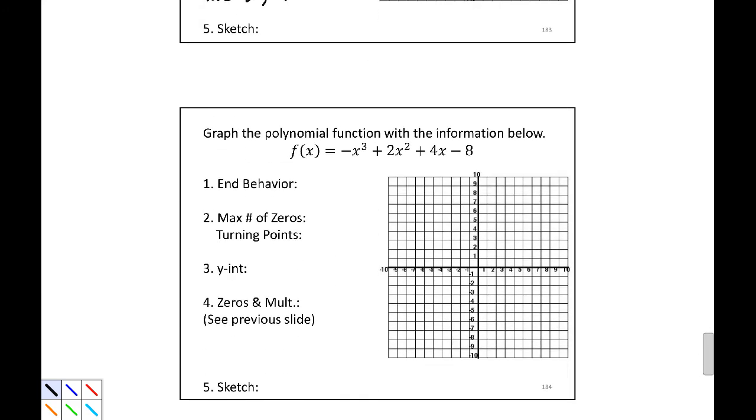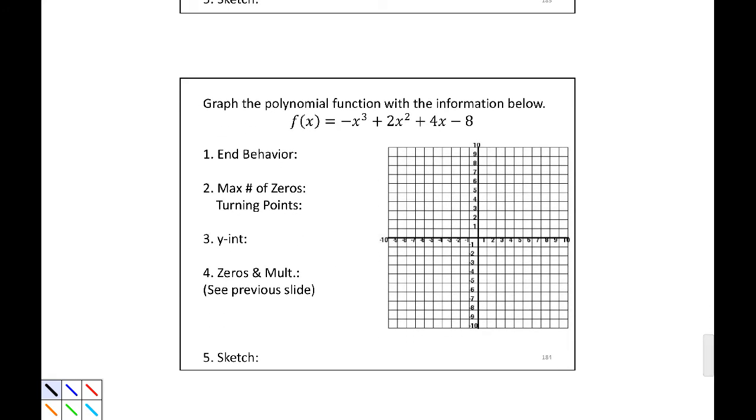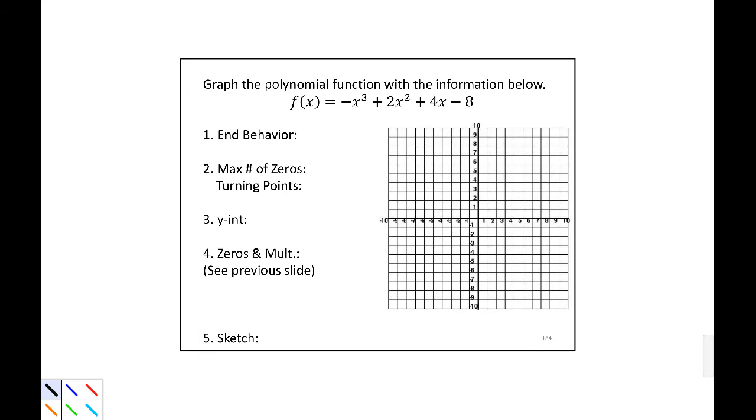Our next example is: graph the polynomial function with the information given below. f of x equals negative x cubed plus 2x squared plus 4x minus 8. Now, because this has an odd degree with a negative leading coefficient, just like the last one, this will be rising to the left, falling to the right. And because my degree is 3, I can have at most 3 zeros. Maximum number of zeros is 3, and the maximum number of turning points is 2.